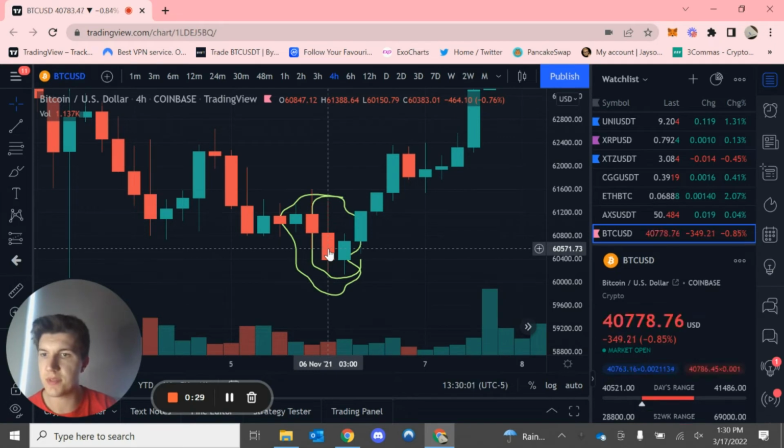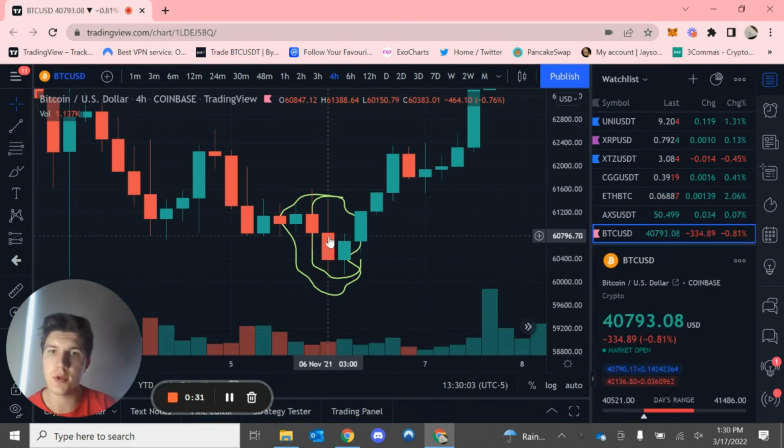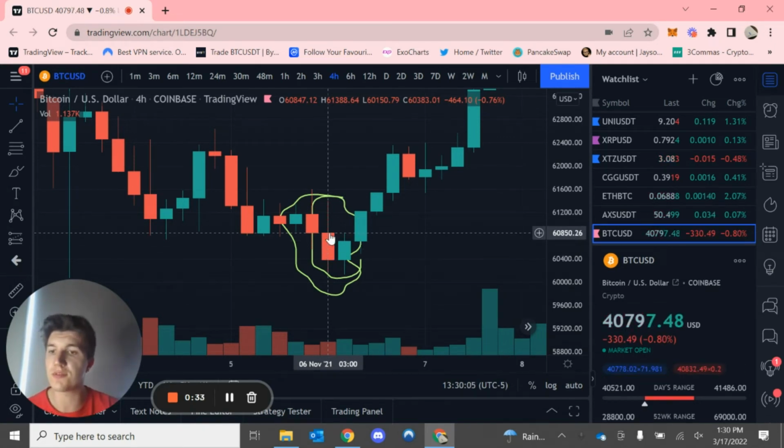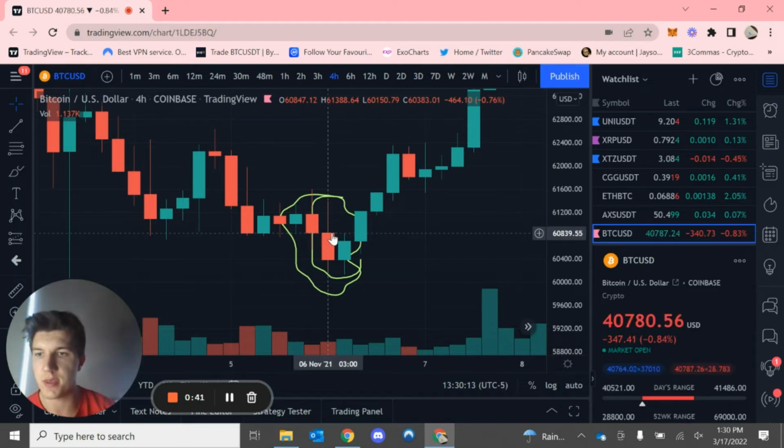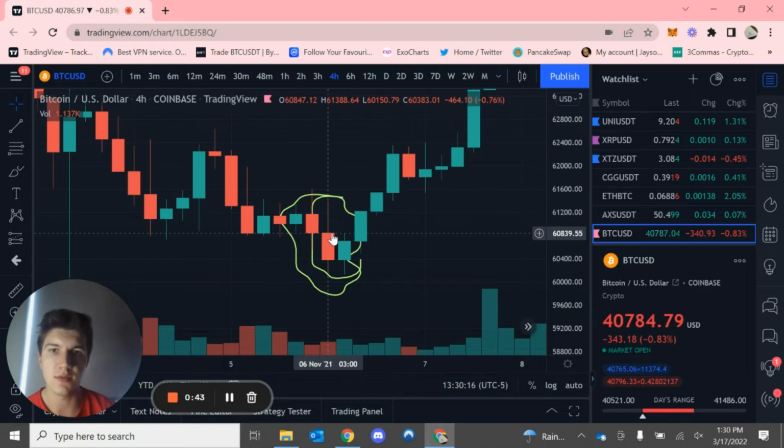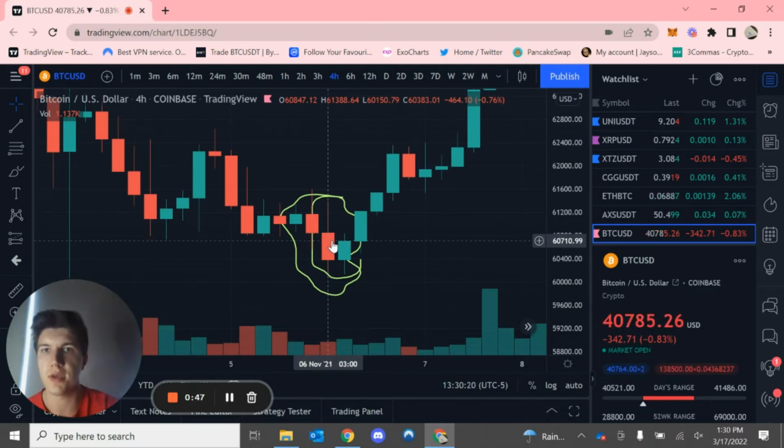Again, it's kind of the same thing, except the open and close are flip-flopped compared to that previous green candle that we talked about. The open will actually be on top of the candle body. You can read this in TradingView by going to the O, and you'll see a value of 60,847.